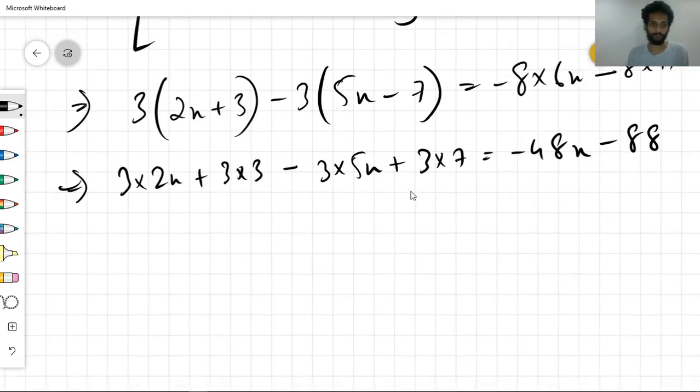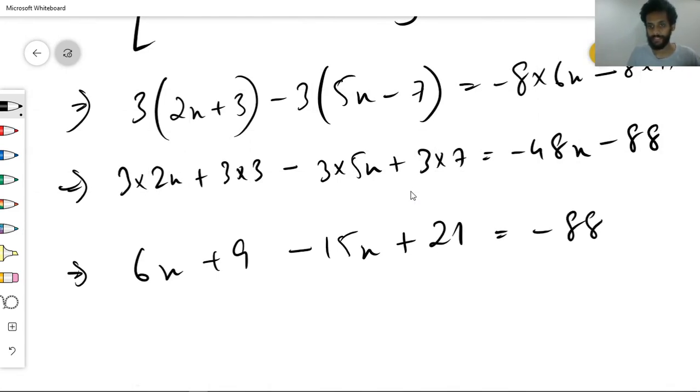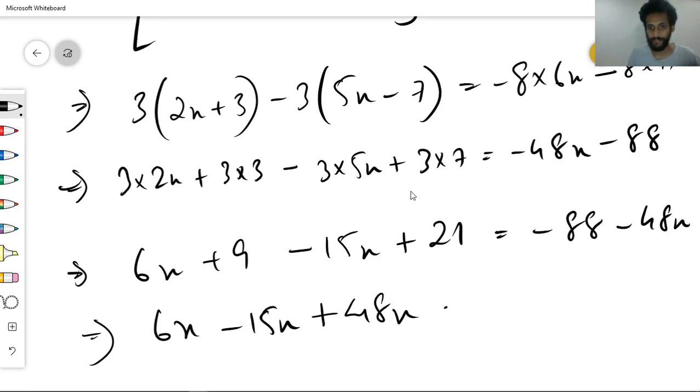Okay, so it will be 6x. Here it will be plus 9. Here it will be 15x. Here it will be plus 21. Here it is minus 88, oh sorry, and minus 48x. So here it will be 6x minus 15x. This 48 will be coming here, so plus 48x. Here it will be minus 88.